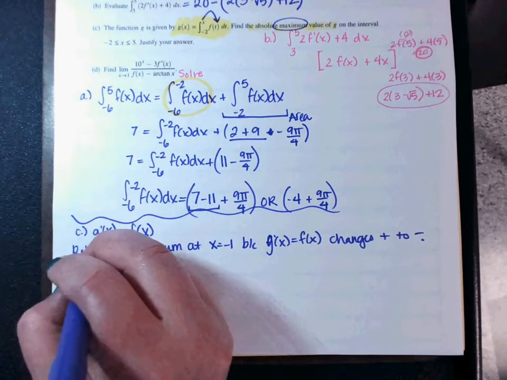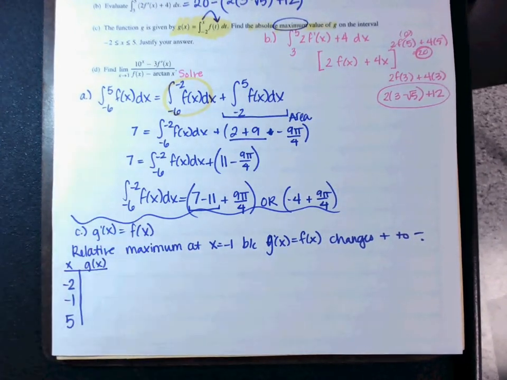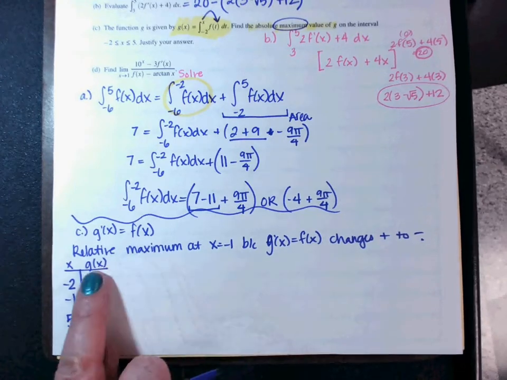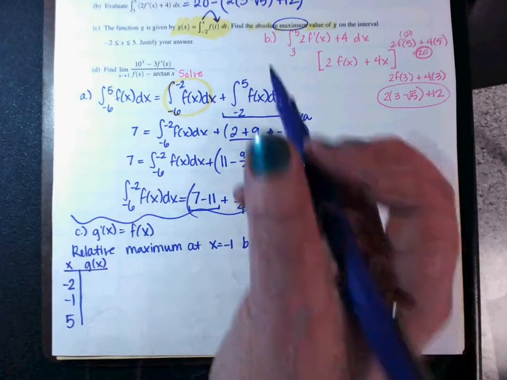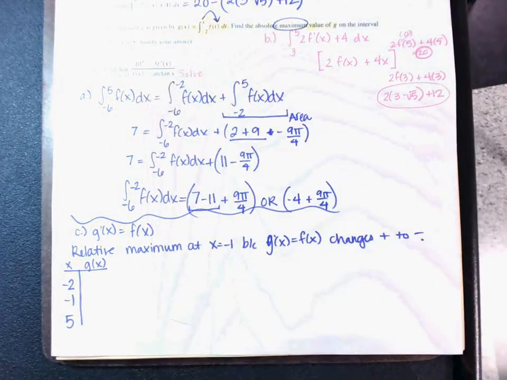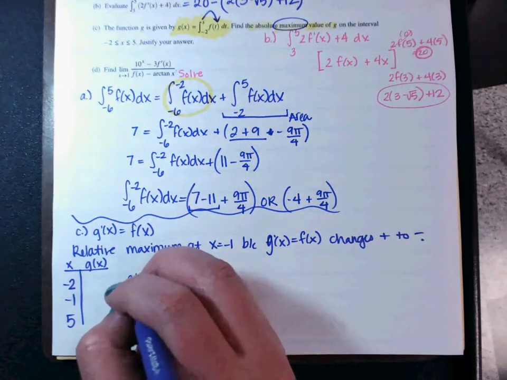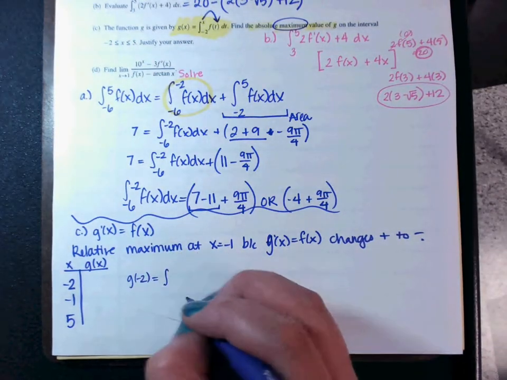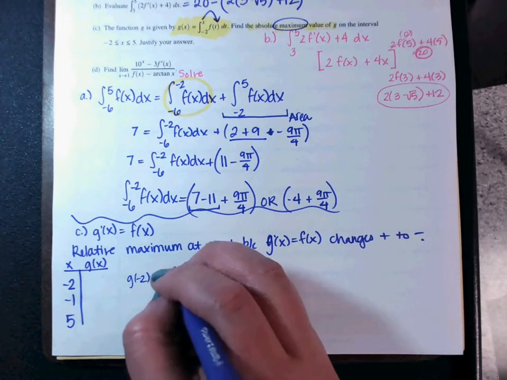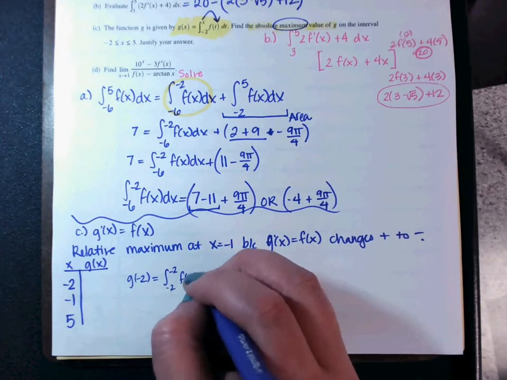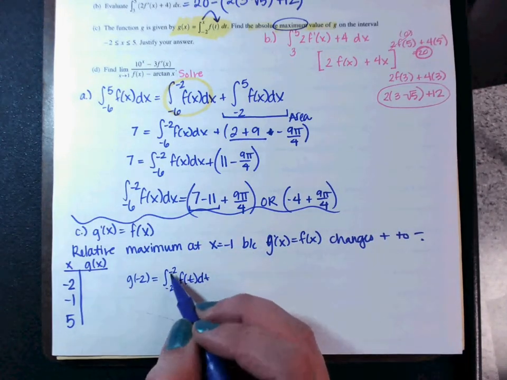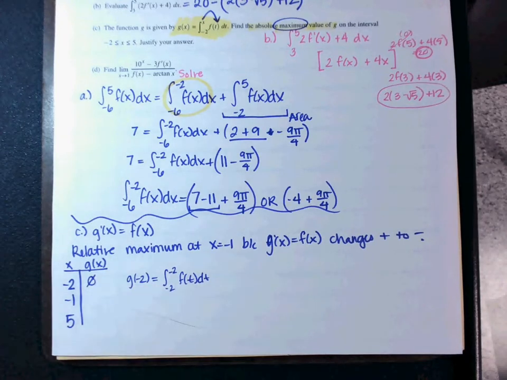x, g of x. Remember that we're wanting to see the max value of g, so we need to plug into g. And remember, g had an integral in it. So if I want g of -2, that's going to be the integral from -2 to -2 of f of t dt. Okay, but think about it. If these are both -2's, that's going to be 0.